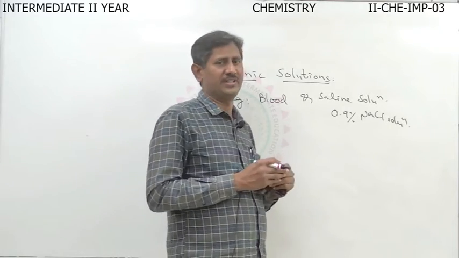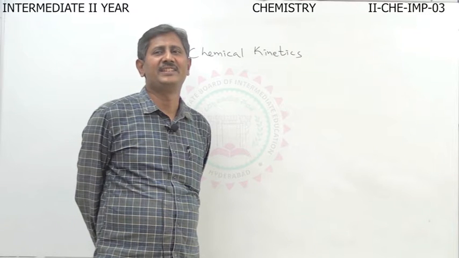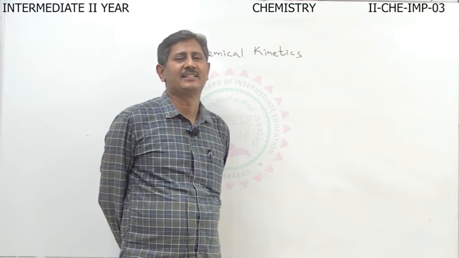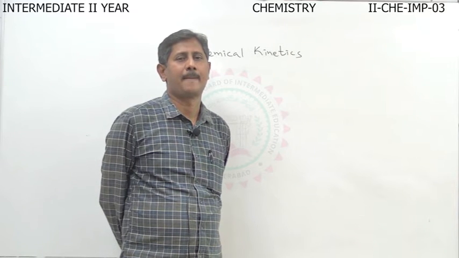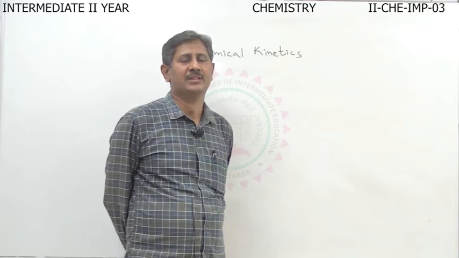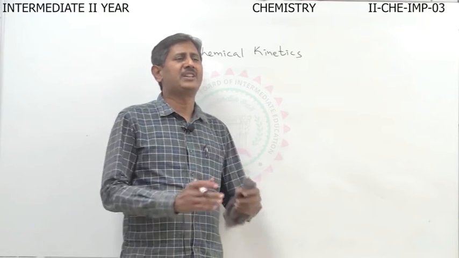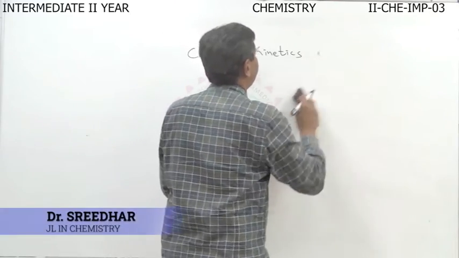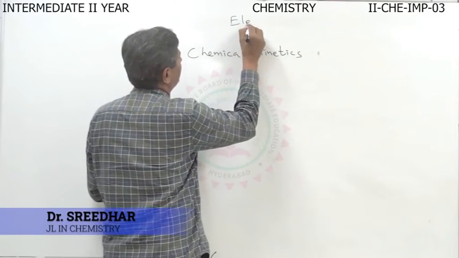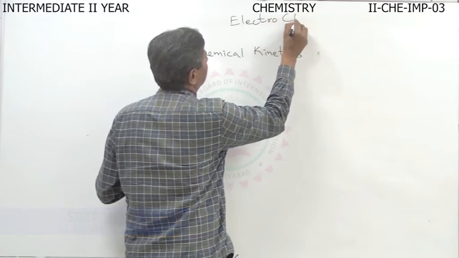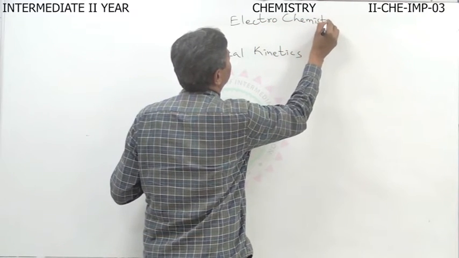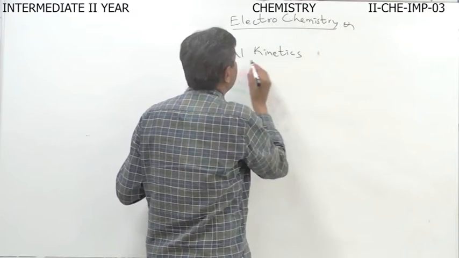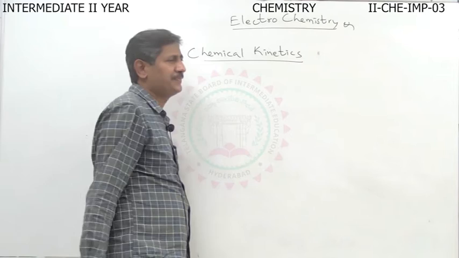Isotonic solutions. The branch of chemistry which deals with reaction mechanisms is called chemical kinetics. From this chapter we can get 4 marks, and from electrochemistry and chemical kinetics together we can get 8 marks.